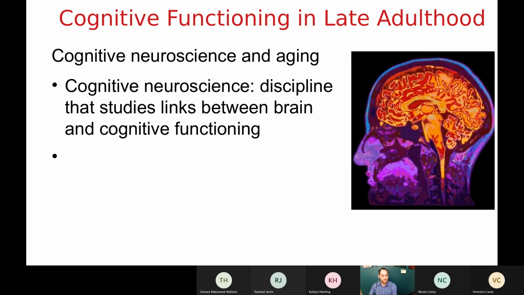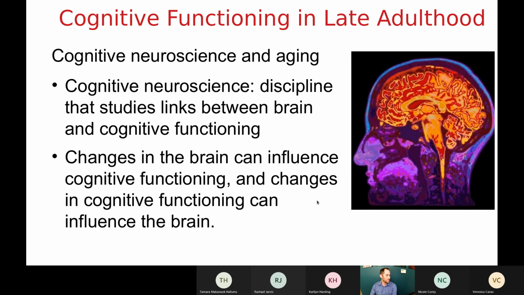Let's continue on. All right, so cognitive neuroscience. Some of the things we've already talked about in late adulthood are very neuroscience related. Neuroscience essentially looks at the physical structures of the brain and what that does for brain processing. A neuroscientist investigates neurons, how they work, how neurotransmitters work to send messages, to create memories, to use attention, to sense and perceive things. That's neuroscience. So changes in the brain can influence cognitive functioning.